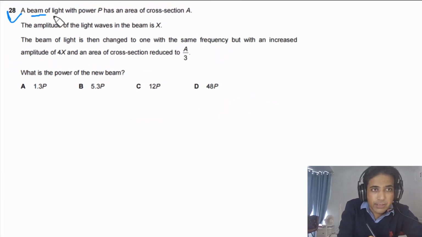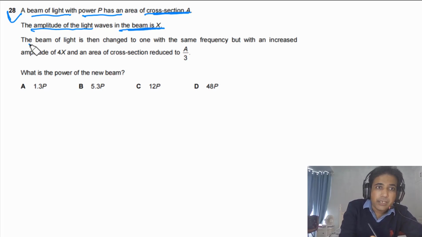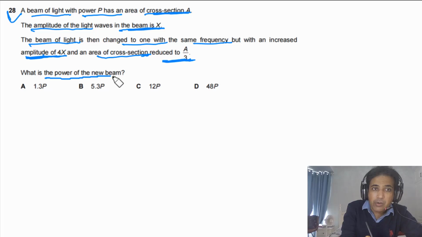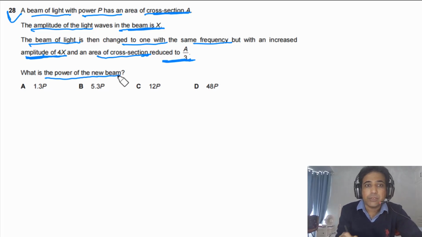Question 28 says, a beam of light with power P has an area of cross section capital A. The amplitude of the light waves in the beam is X. The beam of light is then changed to one with the same frequency but with an increased amplitude of 4x, and area of cross section reduced to A by 3. What is the power of the new beam?